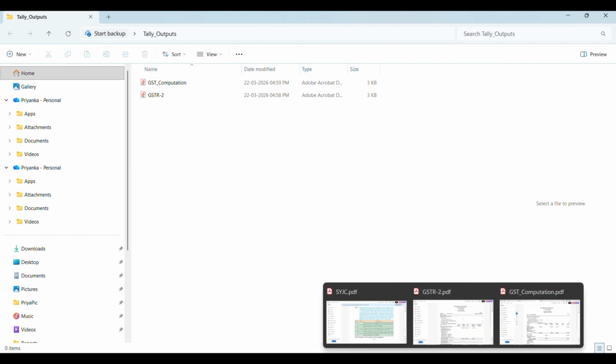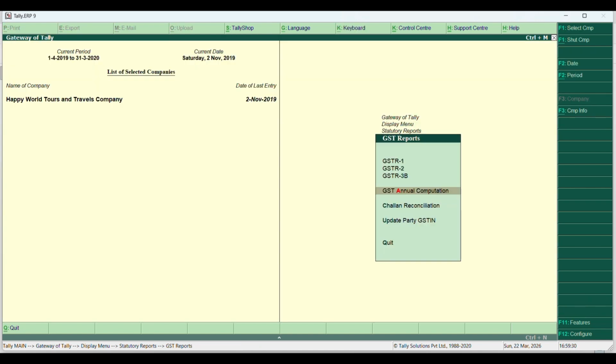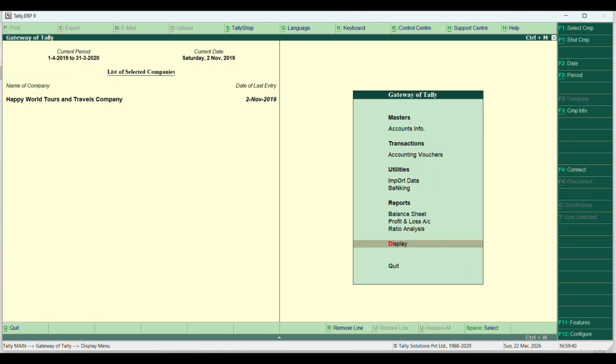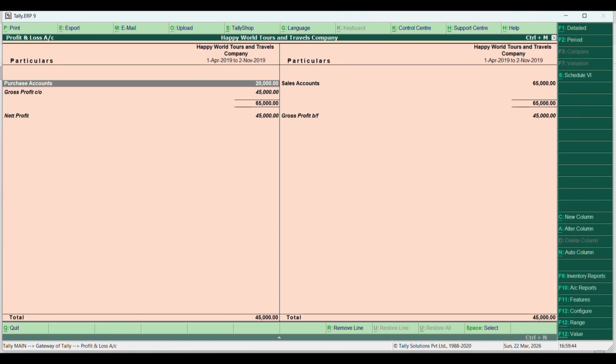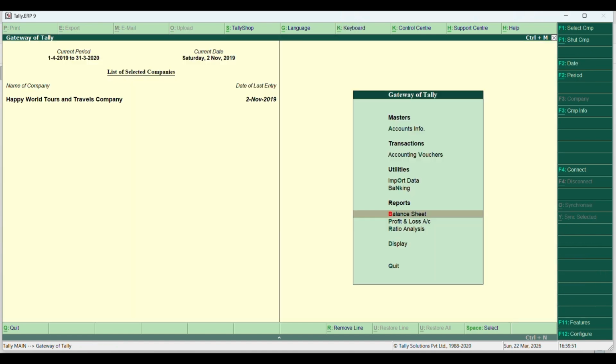So this is the way you can get different reports output, and this is the way you are going to execute all the transactions. So you can take different reports, trial balance report, then profit and loss report, balance sheet. So whatever you require, just export it in a particular format and then take the output.